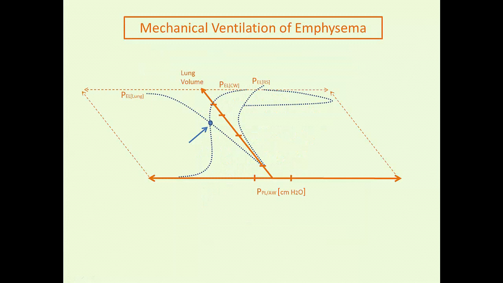So let's talk about mechanical ventilation in emphysema. So again, this is the modified Campbell analysis on the z-axis going into the page that I just talked about a couple slides ago. This is pleural pressure or airway pressure in centimeters of water. This is 0. This is above atmosphere. This is below atmosphere. This is the elastance curve of the respiratory system, that is the lungs and chest wall together.